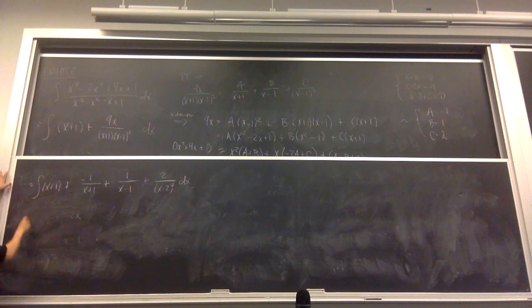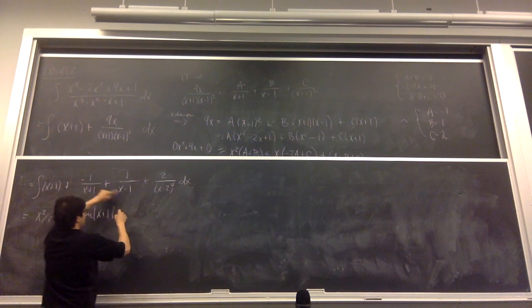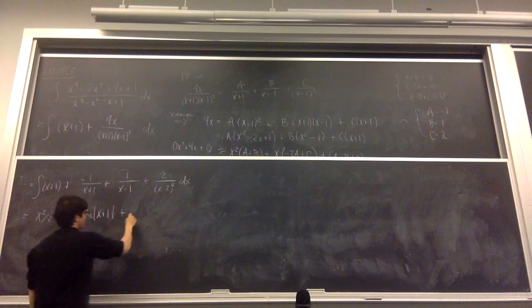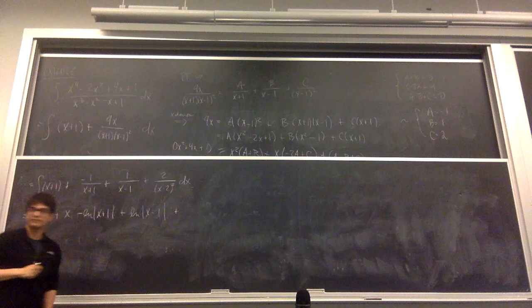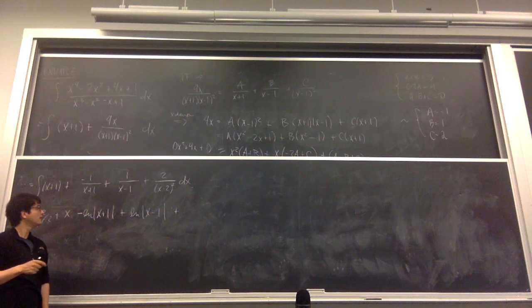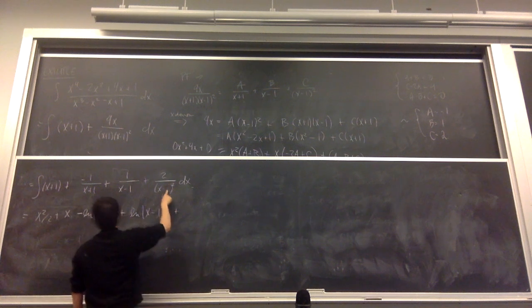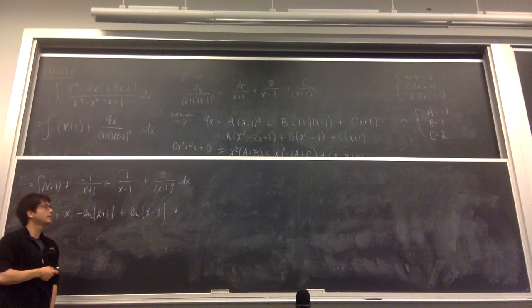Okay, a little bit of a difference here. So this is easy to integrate. That's x squared over 2 plus x. What about this? What does this integrate to? Minus ln absolute value x plus 1. What does this integrate to? ln of absolute value x minus 1. What does this integrate to? Oh, x minus 1, yeah, sorry.